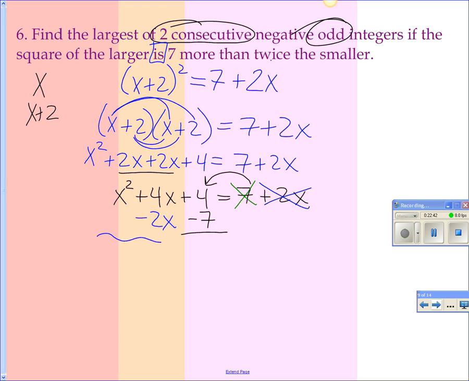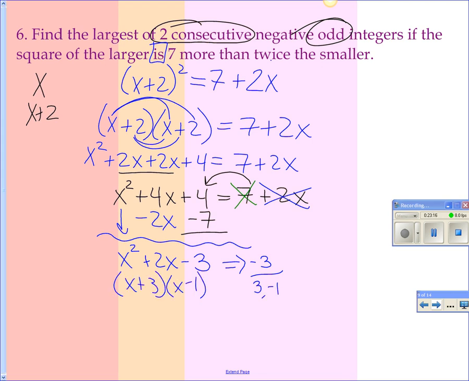Okay. So here is my new problem. The x squared drops down. What's 4x minus 2x? 2x. And what's 4 minus 7? Negative 3. All right. Chase, what would you do next? All right, Elijah, what multiplies to give me negative 3? Good. So x plus 3, x minus 1.